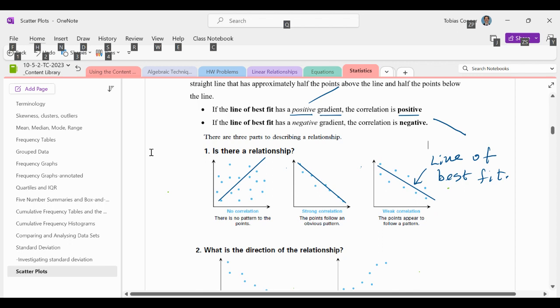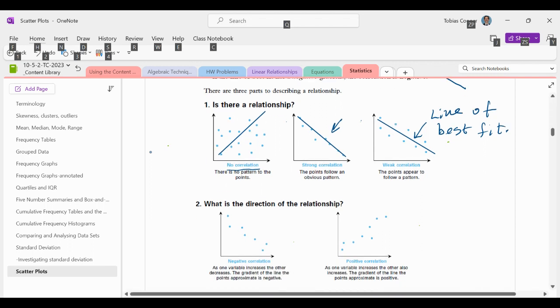Now, there are three parts to describing the relationship. The first one is: is there a relationship? Well, even though we drew a line of best fit here, you can see most of the points are nowhere near the line. So this is no correlation. Here, most of the points are near the line that we drew, and so we say that's a strong correlation. Here, most of the points are near the line that we drew, but they're not as close as in this one. So we'd say the correlation is weaker. I'd probably say actually that this one here is a medium correlation.